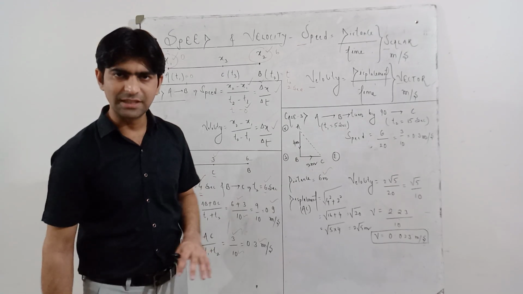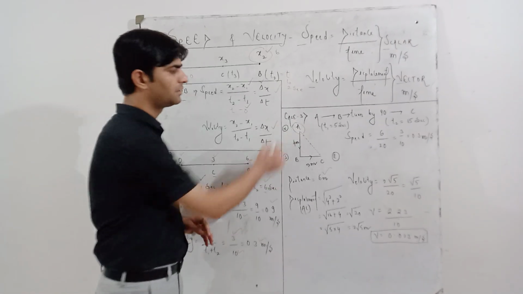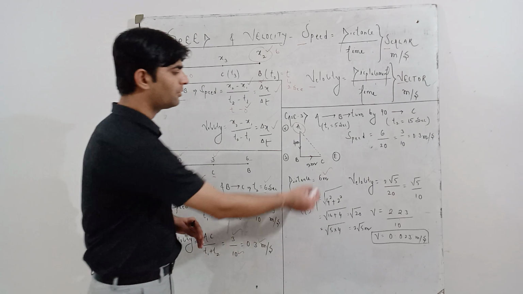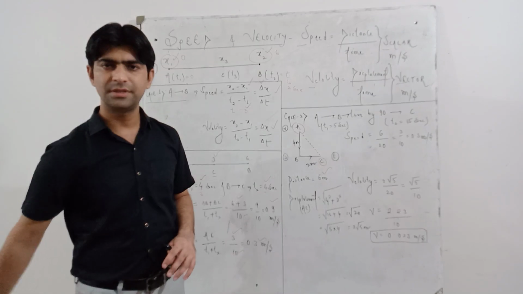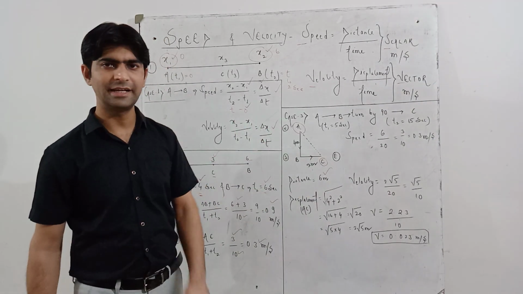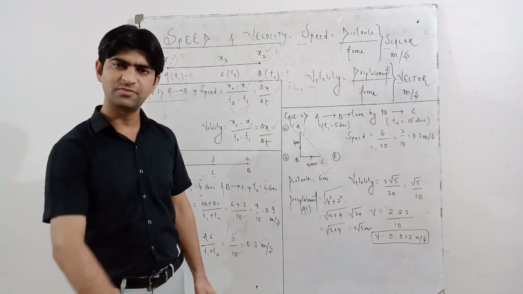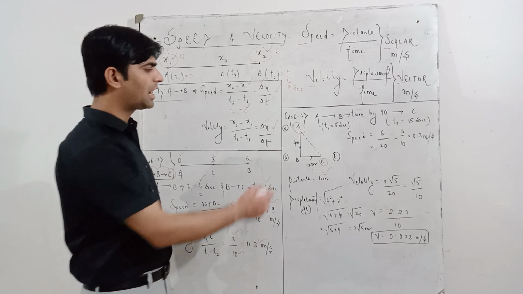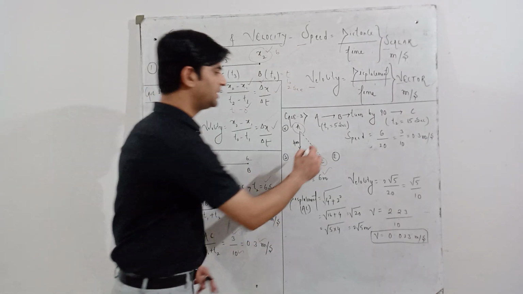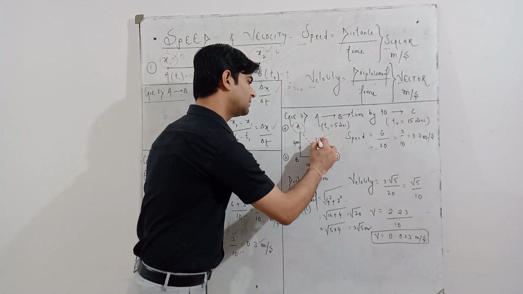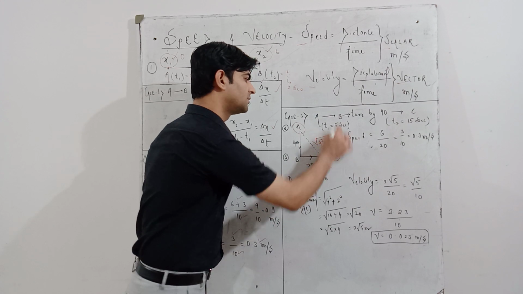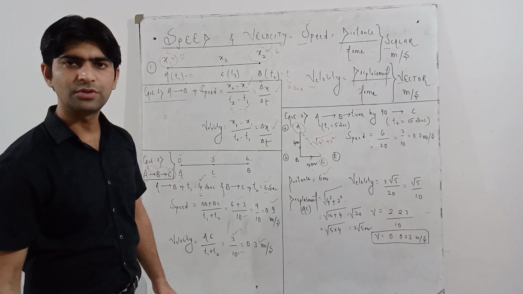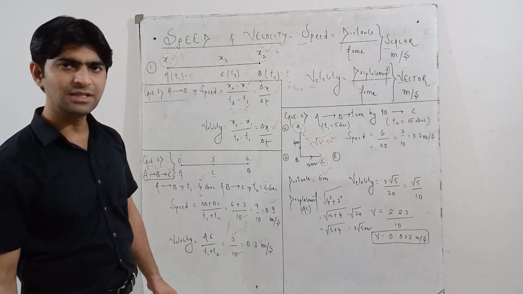If we talk about displacement, what is the initial point? A. What is the final point? C. What is the shortest route between A and C? Join with a straight line. You will get hypotenuse because this is the right angle triangle. So hypotenuse will be equal to, straight away you can write, under root 4 square plus 2 square will be the displacement.